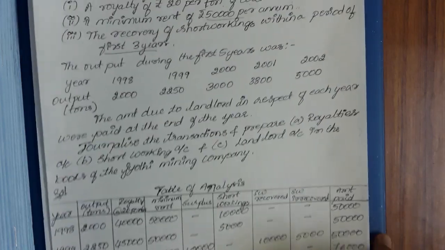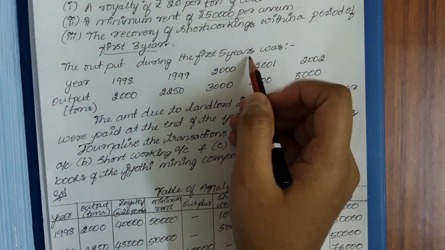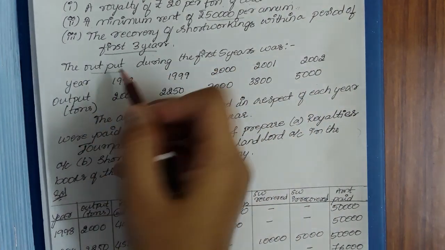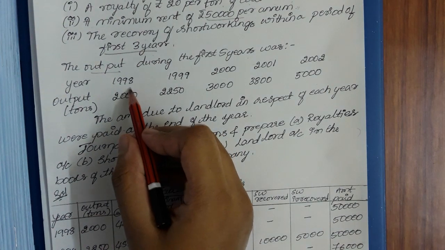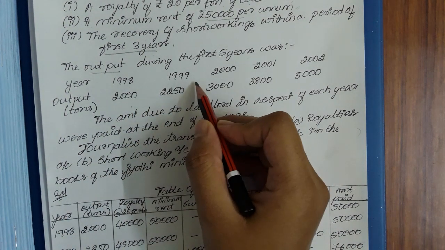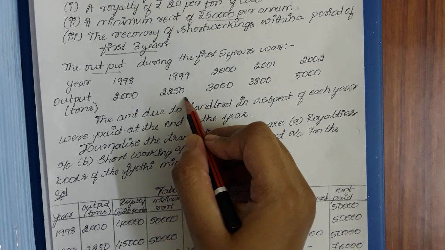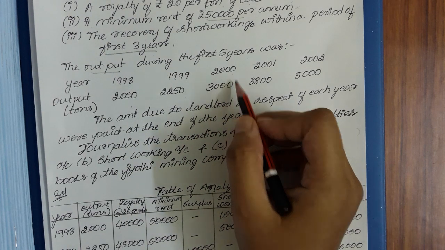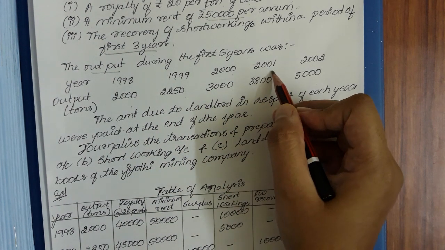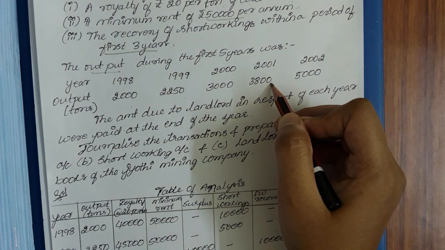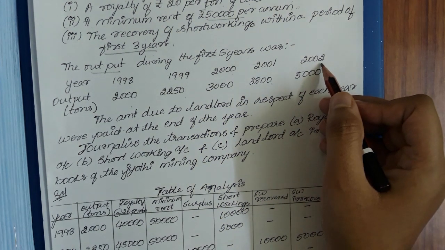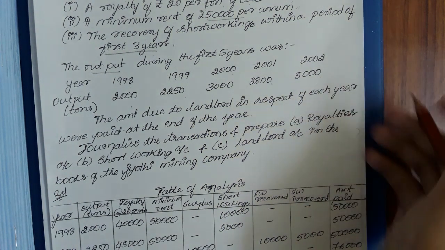Next, they have given the output of 5 years. For the year 1998, it is 2000 tons of output. 1999, 2250 tons of output. In the year 2000, 3000 tons of output. In 2001, 3800 tons of output. In 2002, 5000 tons of output.